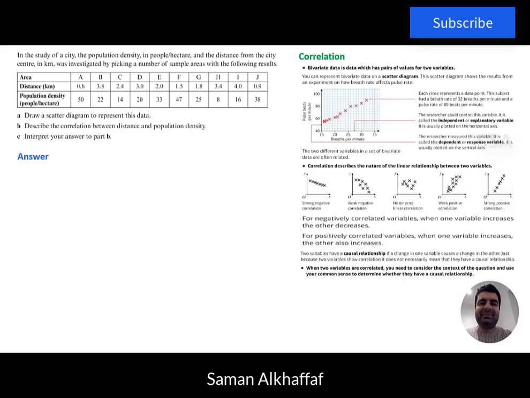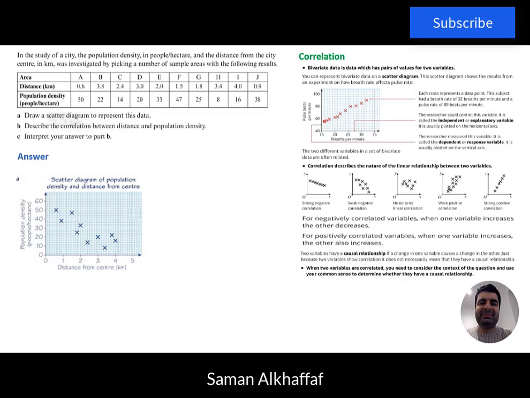this data. So we will take the data that we have and plot it on a graph, and this is how the data will be represented as shown here. And so this will be our response and answer for part A.